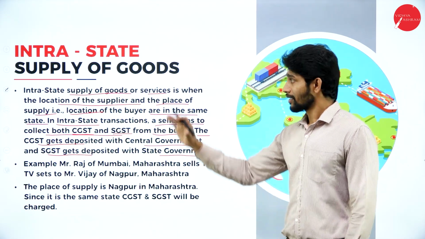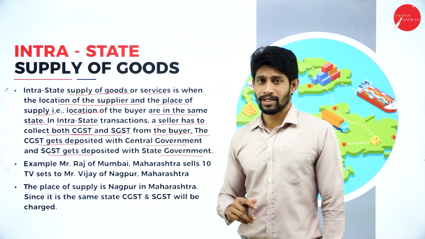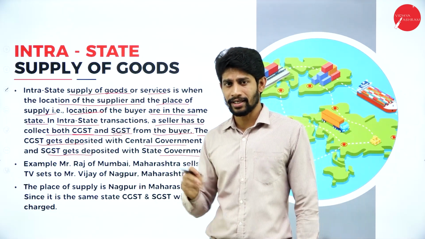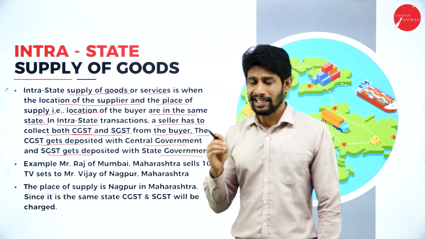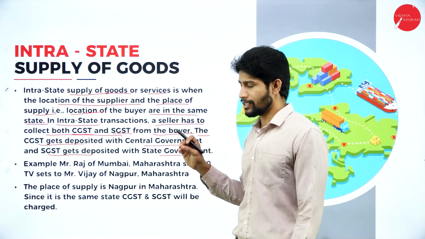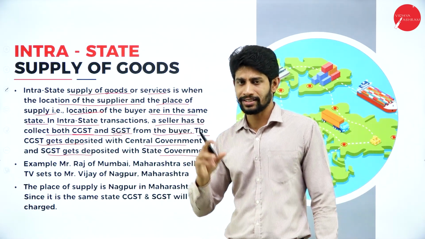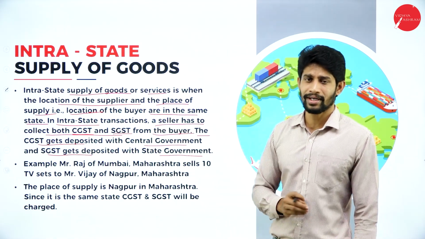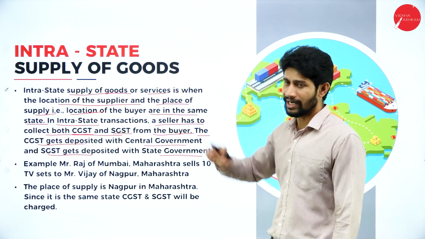Here, intrastate supply is nothing but the transaction happening within the state. That means the buyer and seller are in the same state. In that scenario, the supplier is supposed to collect both the taxes, CGST and SGST, and CGST goes to the central government and SGST goes to the state government.